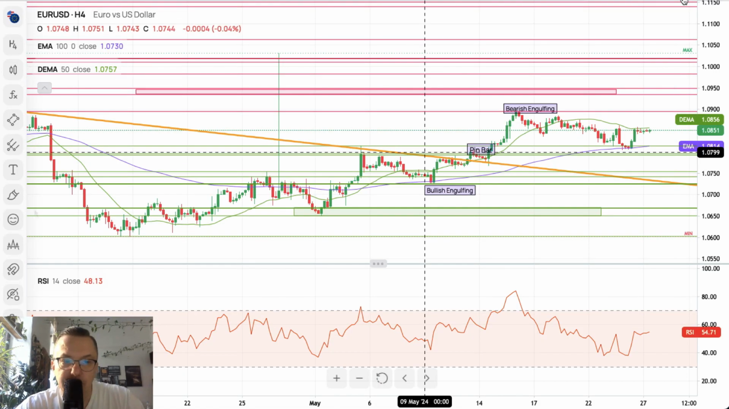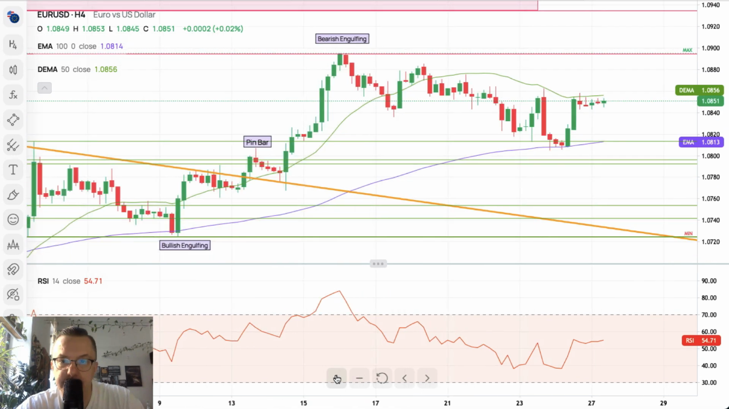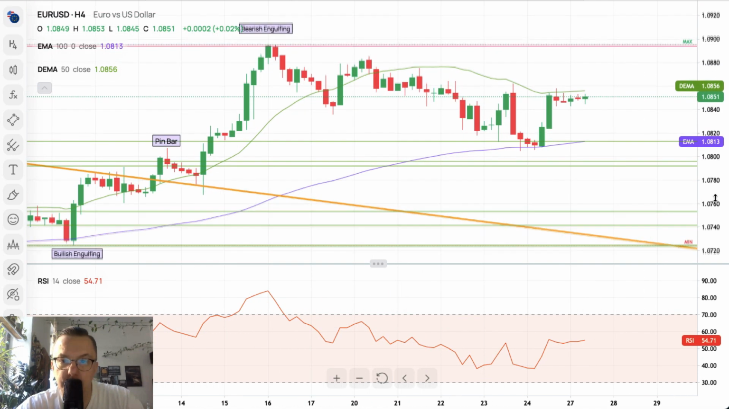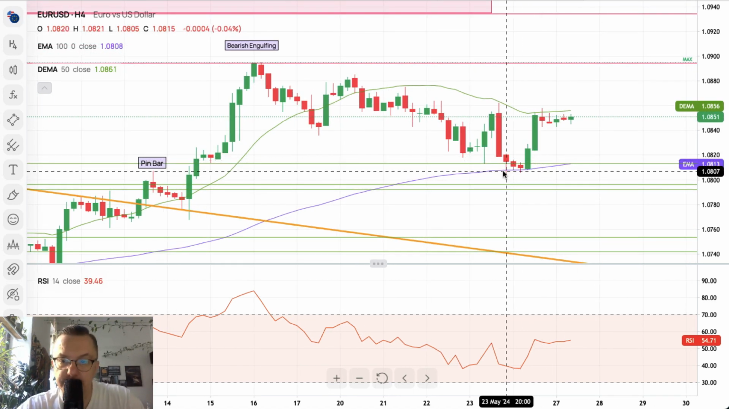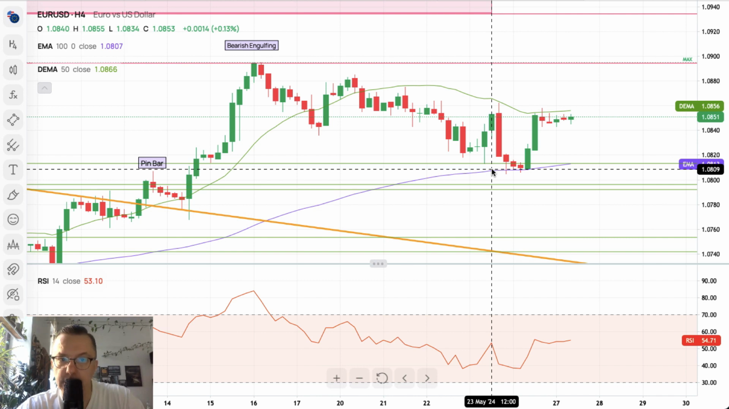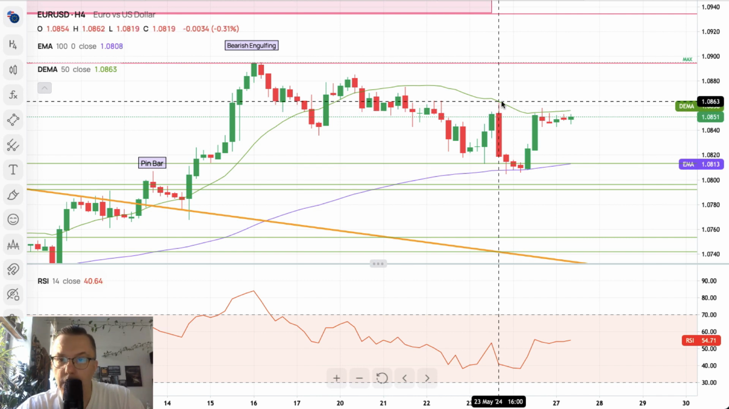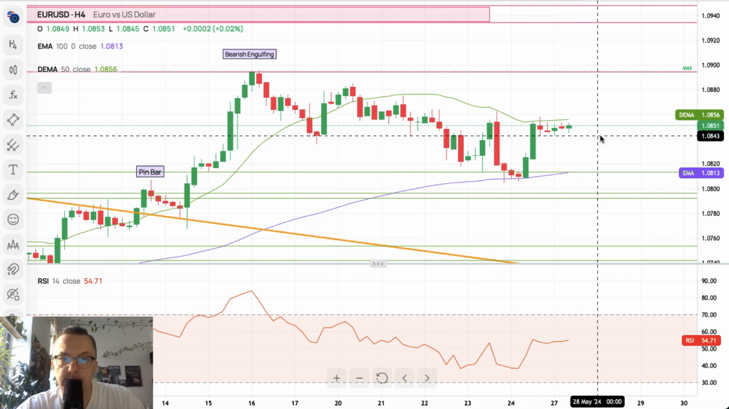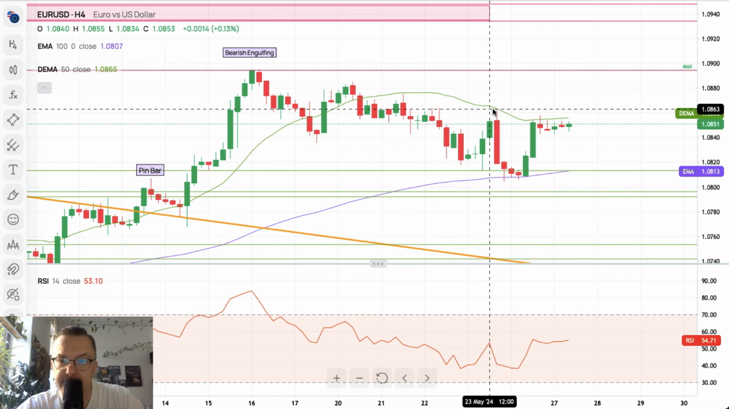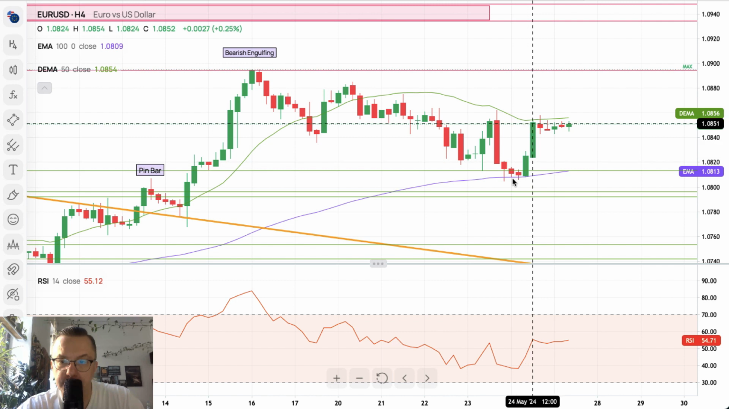Euro dollar on our chart is looking like this. Let me just zoom in for you guys. There you go. So what do we have here? First off, the price is locked between the 50 and 100 periods moving average. Right now we are just bouncing from the moving averages.